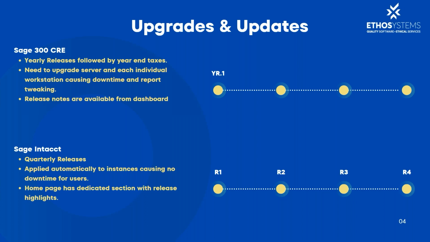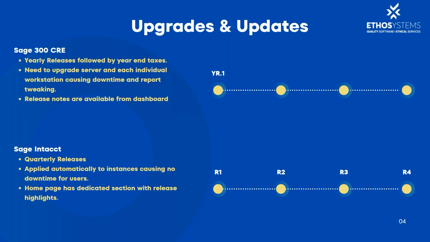Now, upgrades and updates are a little bit different. As many of you on this call are well aware, with Sage 300 CRE there's one big release a year, and then at the end of the year we have the tax update. For Sage 300 CRE updates, you need to upgrade the server and each individual workstation, and some reports need tweaking. To get the release notes, you can get the PDF from the knowledge base. It can also cause some downtime for you. Typically our clients like to do it over a weekend or late Friday.